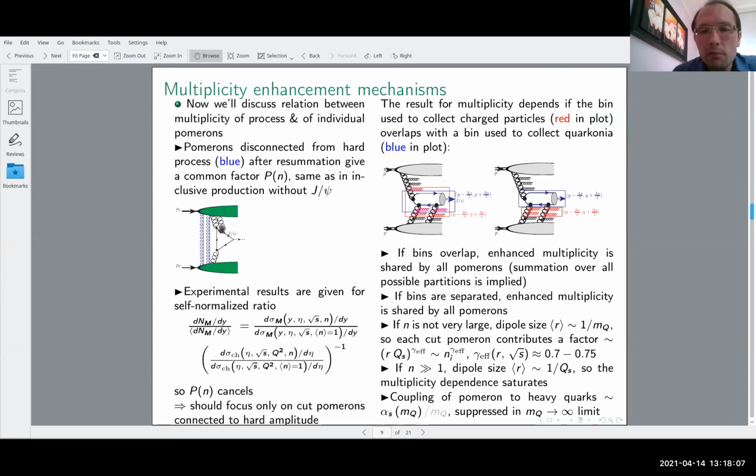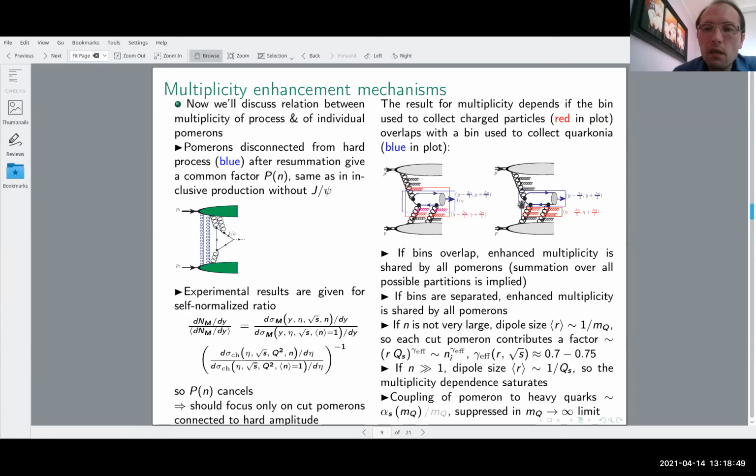In addition to, for example, diagrams which I have shown here, when I consider the wavy line as Pomerons, or cut Pomerons more exactly, we potentially could have diagrams which are shown here with additional blue lines, etc. But fortunately, it's possible to show that after resummation of all such diagrams, they will give some common factor P, which is the same for inclusive and J/psi production. For this reason, when we consider the self-normalized ratio, such a common factor will cancel. And for this reason, when we analyze the multiplicity dependence of this ratio, we should focus only on the cut Pomerons attached to heavy quarks.